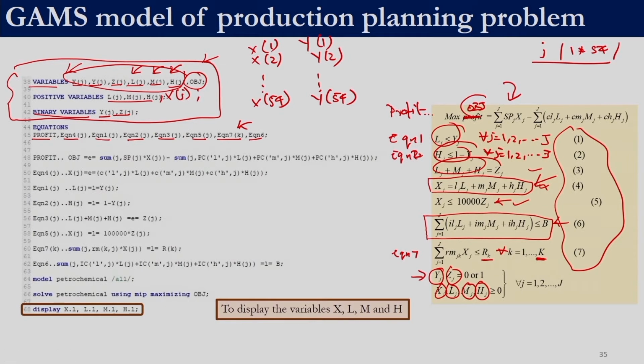So, now that we have defined the data which is required, we have defined the variables and their types, and we have defined the equations which we are going to use. Now, we need to define the equations themselves, right. So, over here we say name of the equation profit dot dot and then obj =E= , right, because the objective function is now written as an equality constraint. So, the value of the objective function is carried over to obj.